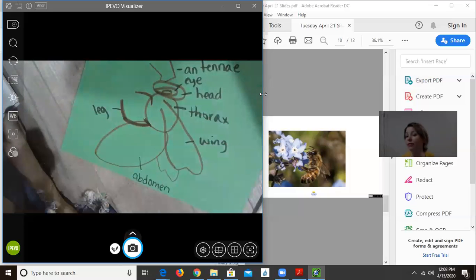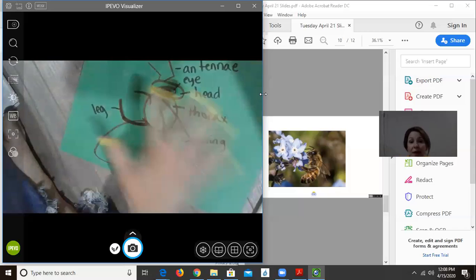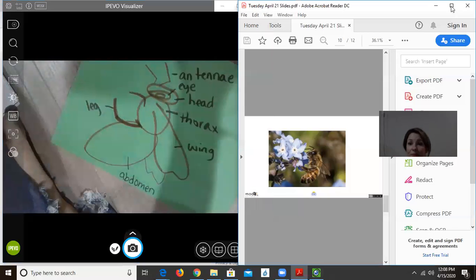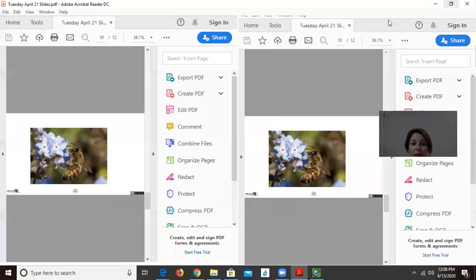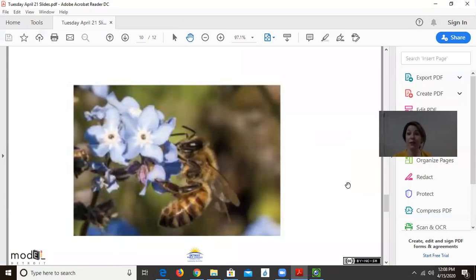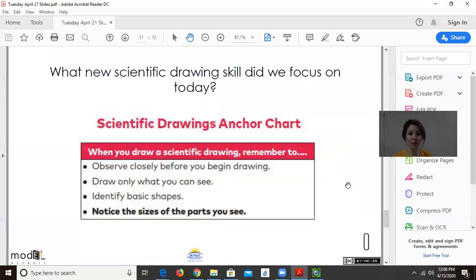Friends, notice that I'm not focusing on the flower to draw right now. I'm just focusing on the bee, okay? So I'm gonna come back over here and I'm gonna make this big again, hopefully. So friends, you can pause the video here and you can use this picture as your reference for your scientific drawing today. So remember, notice that the sizes of the parts that you see, okay? So we know about the shapes, but now we need to use the shapes in relation to the other sizes of the body, okay?